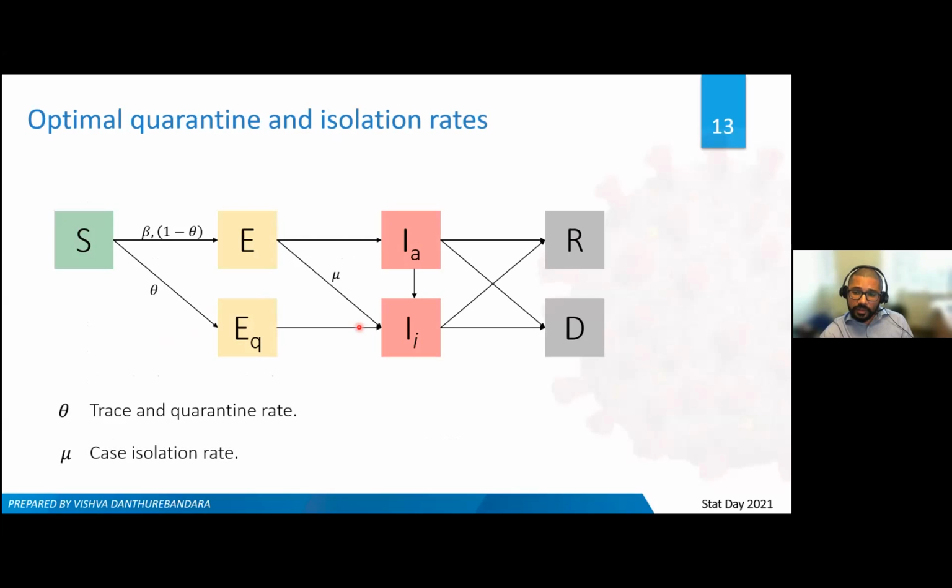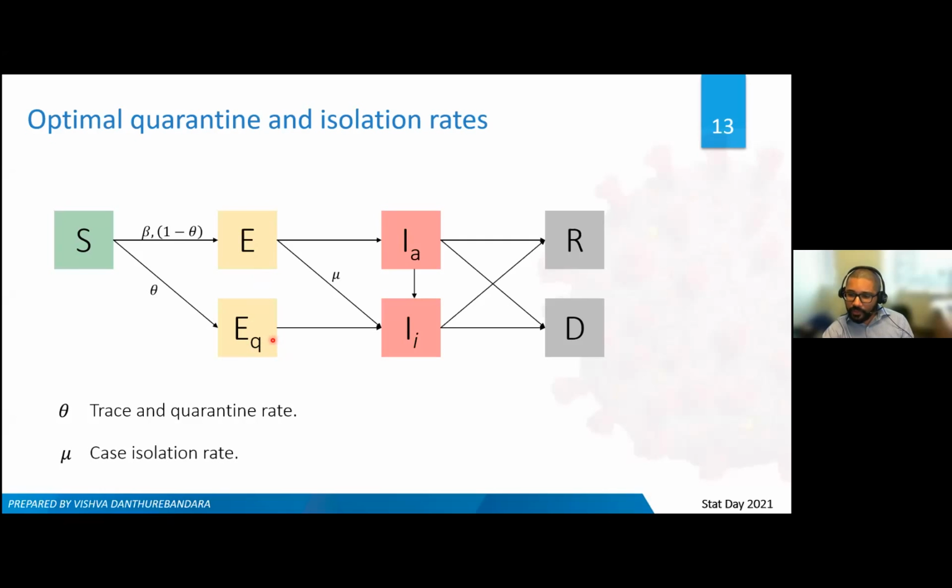Now, suppose the government needs to know how many close contacts should be quarantined and how many cases should be isolated to have a manageable way to control the pandemic. In other words, what are the optimal quarantine and isolation rates? To answer this question, we reformulate our previous SEIR model by adding some extra components, compartments. There are two exposed compartments now. In this compartment, we have all the individuals who are exposed to the virus, but do not know that they were exposed.